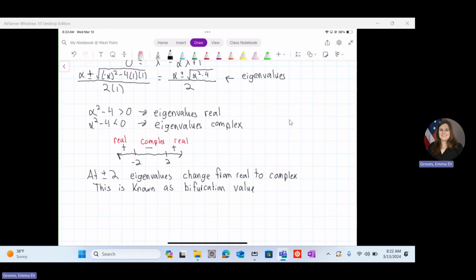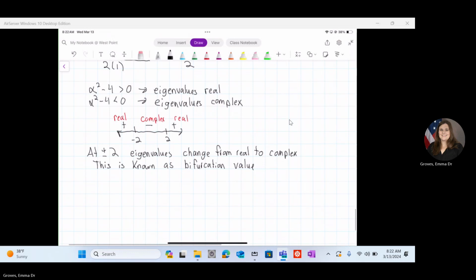So I think that's something really cool, that we don't know everything about the system, but we can at least know when that system is going to change depending on what the alpha is. All right. What are your questions about that? Or does that feel pretty good? Awesome.